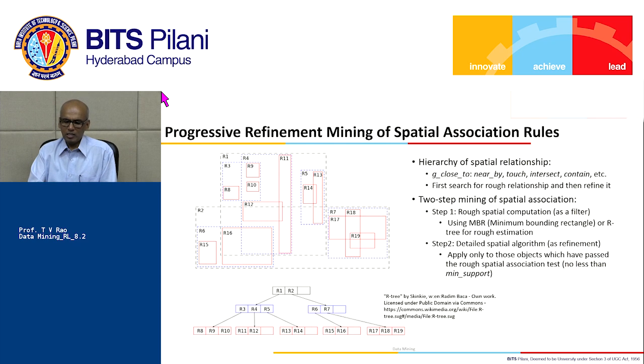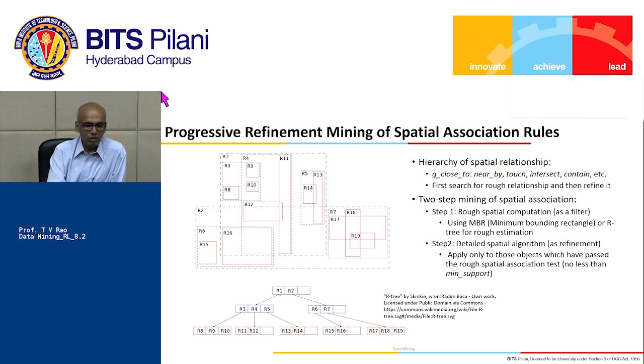And many times the spatial data is represented as minimum bounding rectangles. Here, as you can see, there are main rectangles R1 and R2, and within that, there are smaller rectangles. So we can represent that as an R tree, which is essentially a tree of rectangles. And thereby, we will be able to draw these spatial relationships from this hierarchy more efficiently.